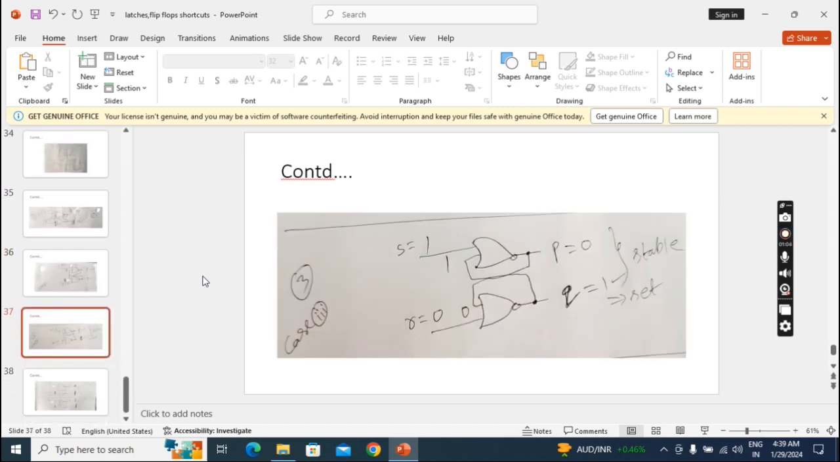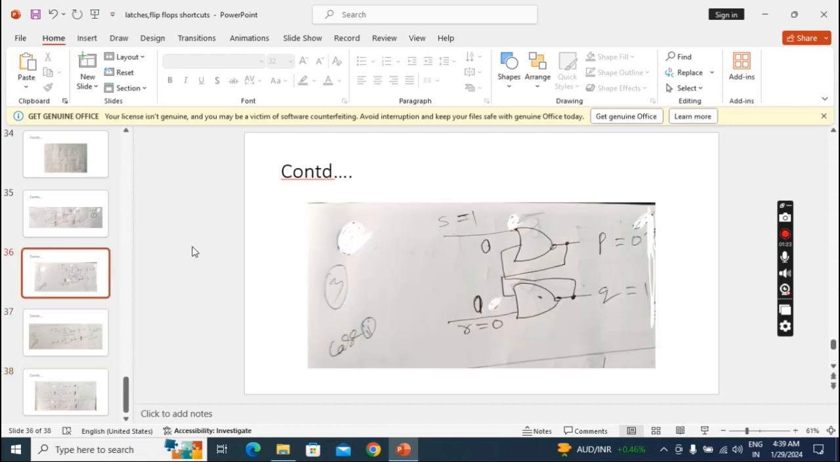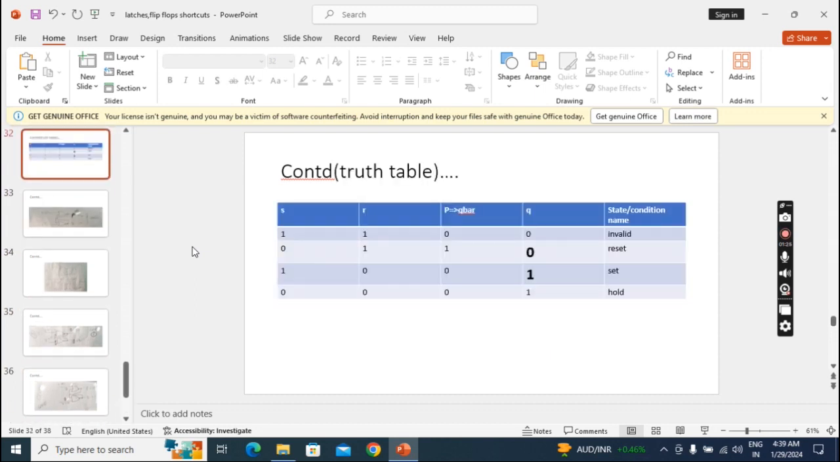Last condition. Now 0 0 I am applying. So when I fed back, I got 0 1. And when I check for stable, I got 0. So this fourth condition output is the same as the third condition. So this is called hold. So when I apply 0 0, the circuit becomes hold.